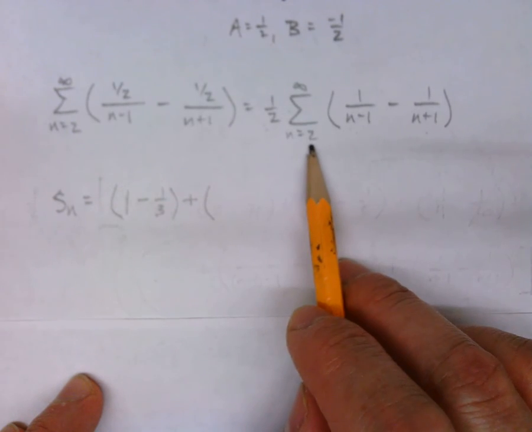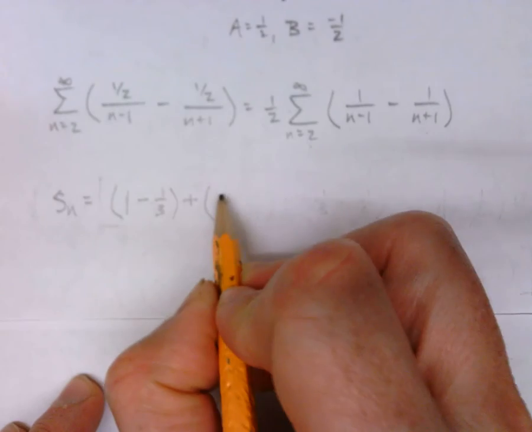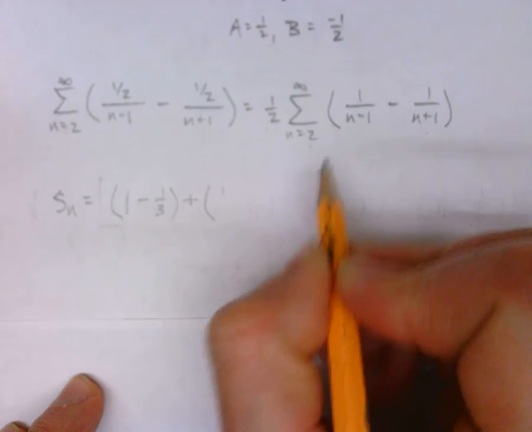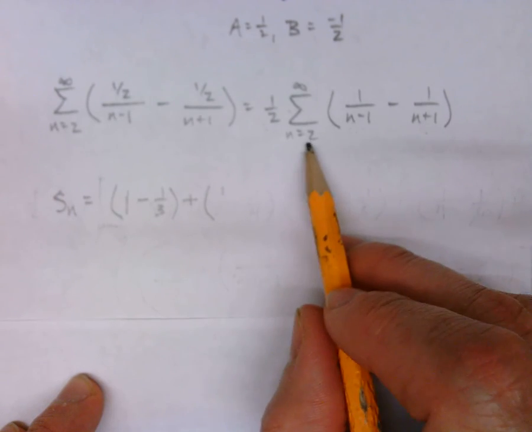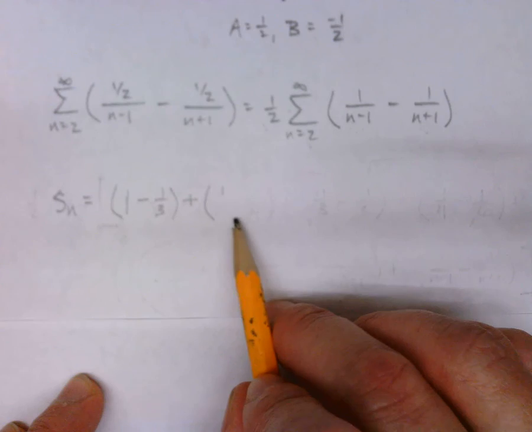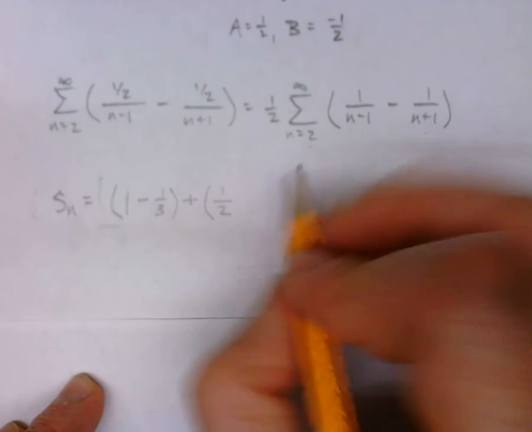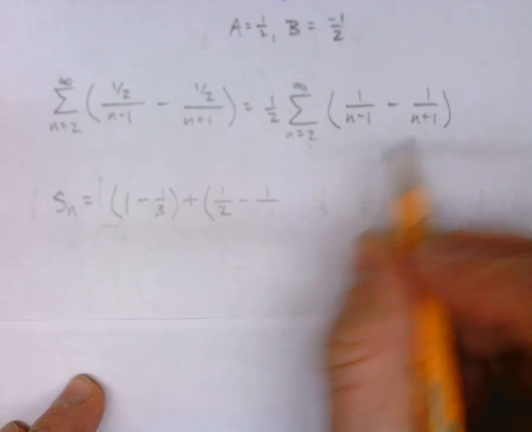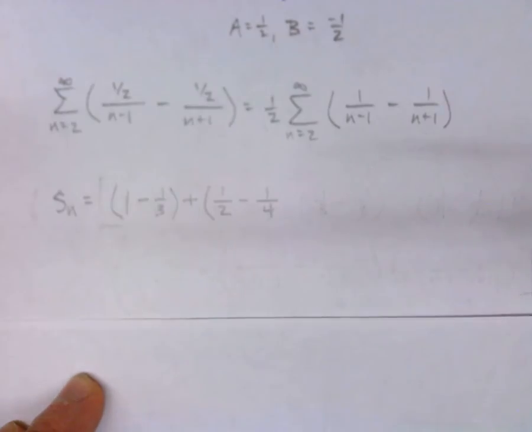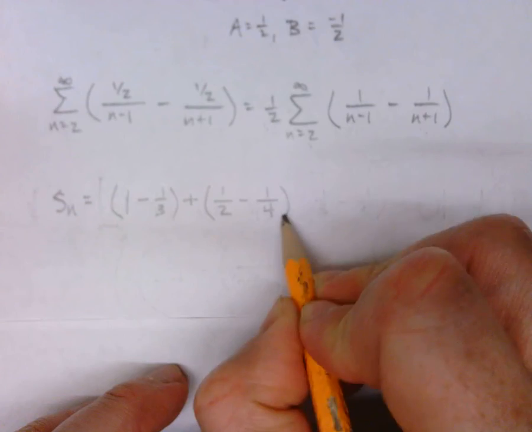That would be n equals 4. 1 over 3. Excuse me, that'd be n equals 3. Okay, n equals 2. Now n equals 3. 1/2 minus 1 over, if n equals 3, 4. Ooh, okay. I don't see any cancellation yet.